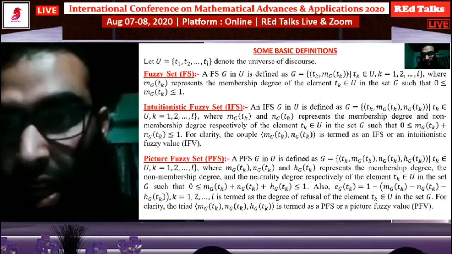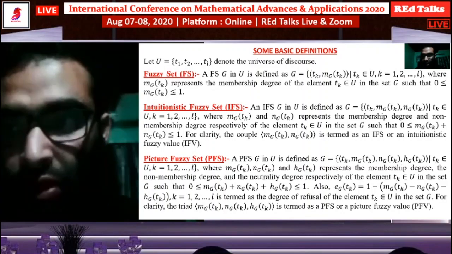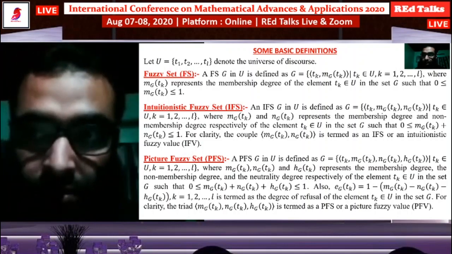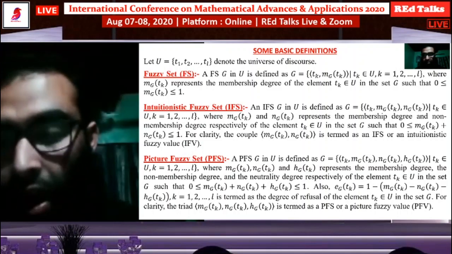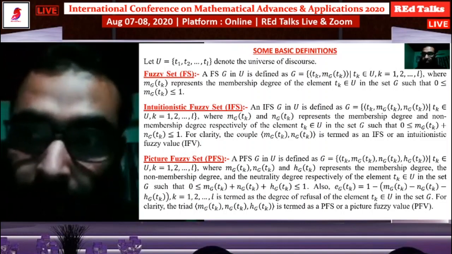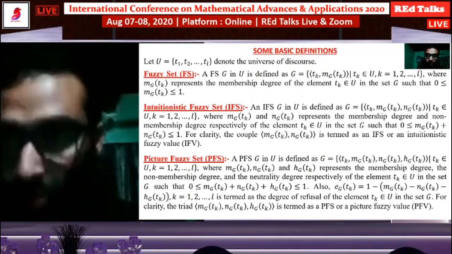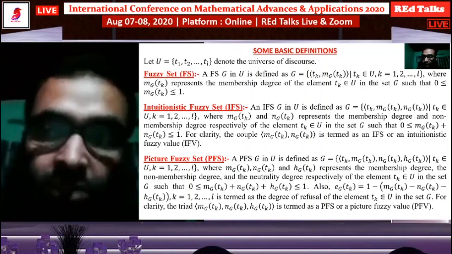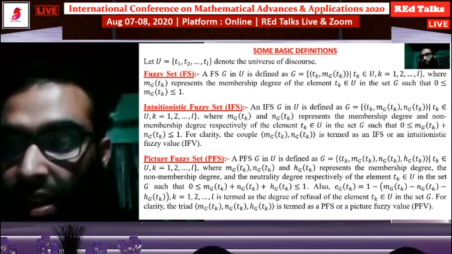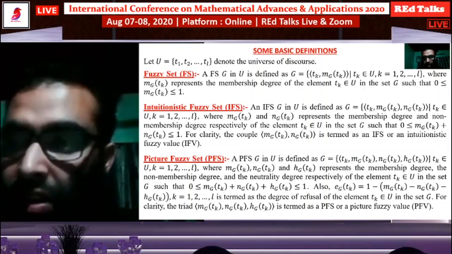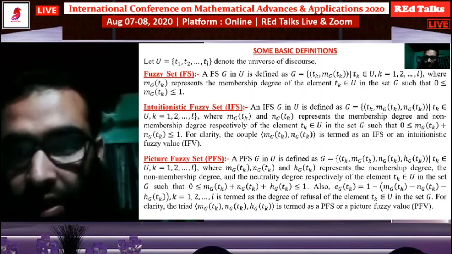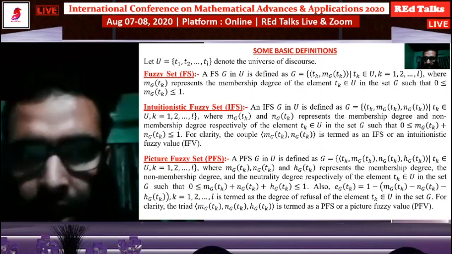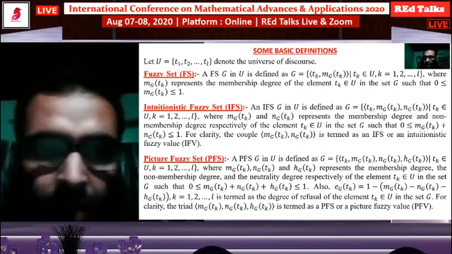For example, in voting, a person has 4 options. Either he can vote in favor, or he can vote against, or he can abstain from voting, or he can refuse. Abstain here means that the person takes part in voting, but he presses the option no. That means he does not select any of the candidates. Another example is medical diagnosis, or we can say personnel selection. These situations cannot be handled by intuitionistic fuzzy sets.